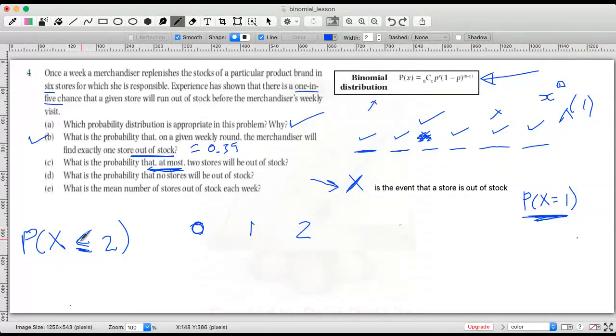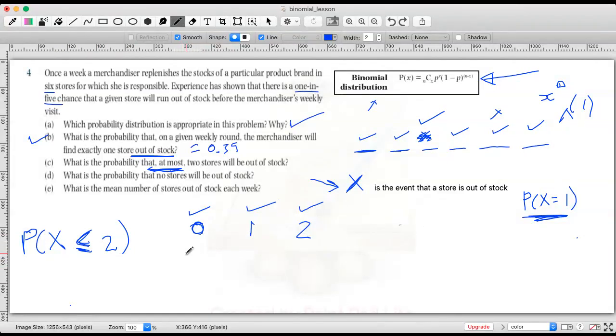But when you have an inequality like this, less than or equal to, that means you need to work out not just the probability when x is 2, you need to work out the probability of all the values of 2 and below it. So you need to work out the probability when x is 0, when x is 1, and when x is 2, and then you add them up, and that's the final answer. This is a cumulative probability. Cumulative means you're summing them up, okay?